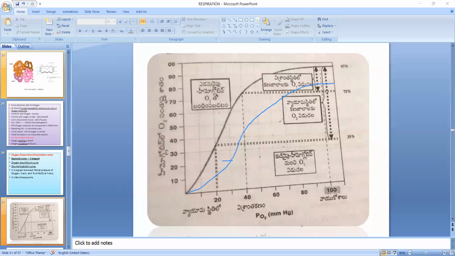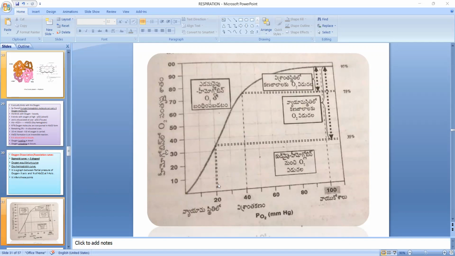ఇఫ్ గ్రాఫ్ ఈజ్ టిల్టెడ్ రైట్ సైడ్, HbO2 affinity is low, more oxygen is released from Hb అనేది, and if it is towards left, less oxygen is released from the Hb అనేది మనం గుర్తుంచుకోవాలి ఈ గ్రాఫ్ ద్వారా. దీస్ ఆర్ ది సమ్ ఆఫ్ ది ఇన్ఫరెన్సెస్ with this graph, oxygen association dissociation curve.